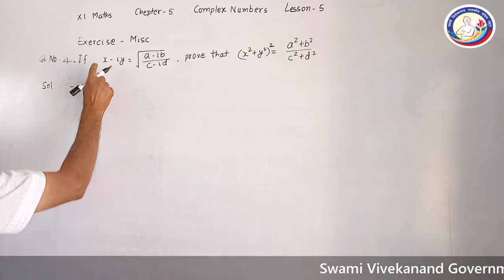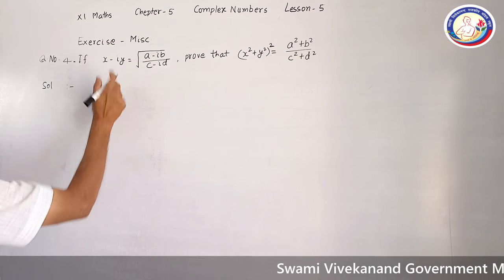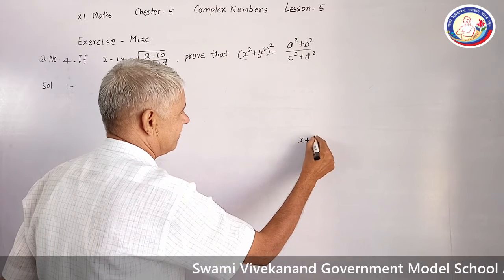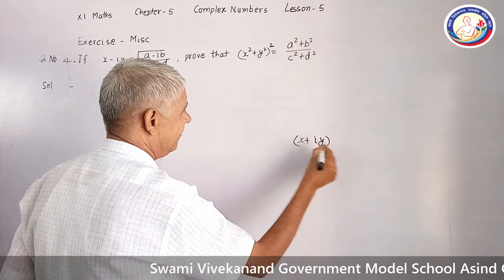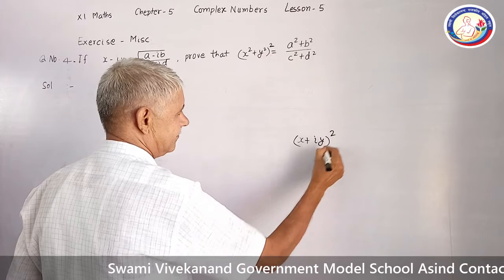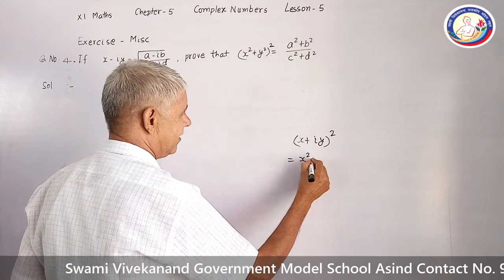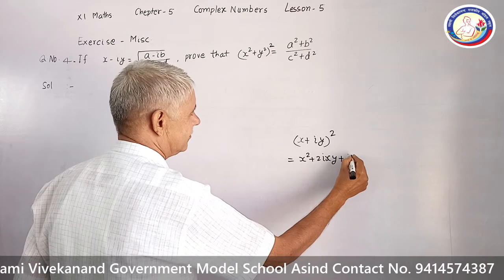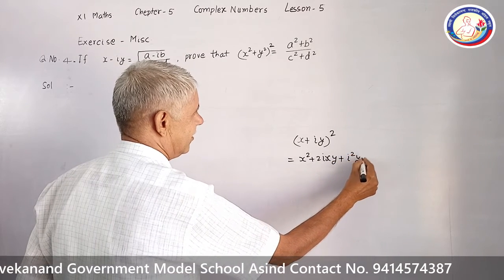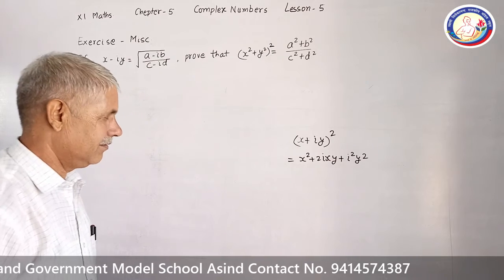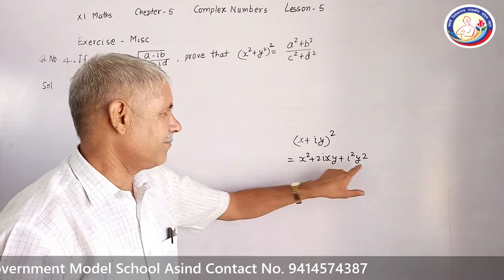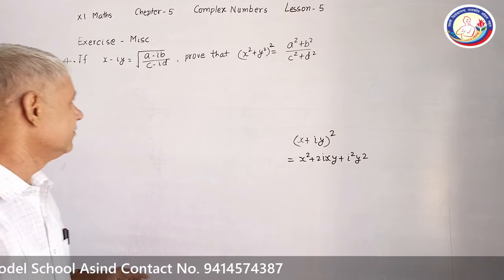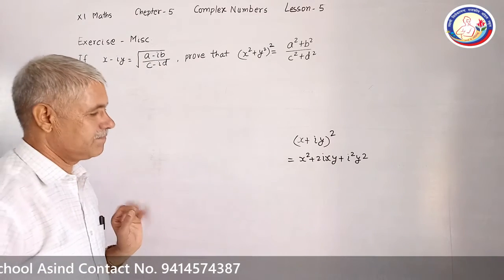So look here, this is a complex number x plus iota y. If we square it, then we will have x square plus 2 iota xy plus iota square y square. We cannot obtain x square plus y square by this formula. So this way fails here.